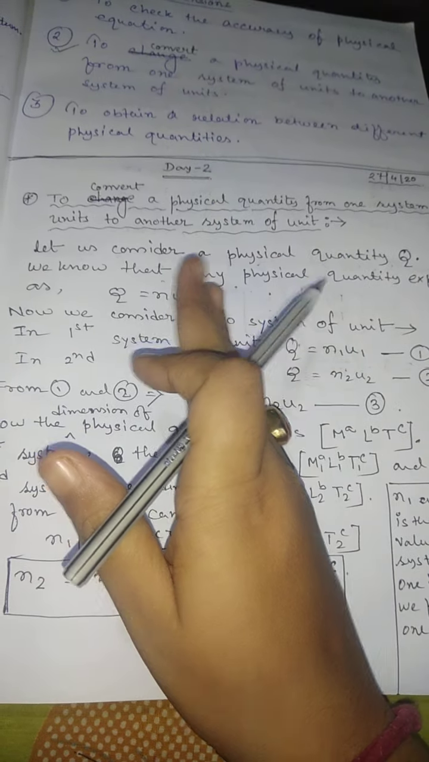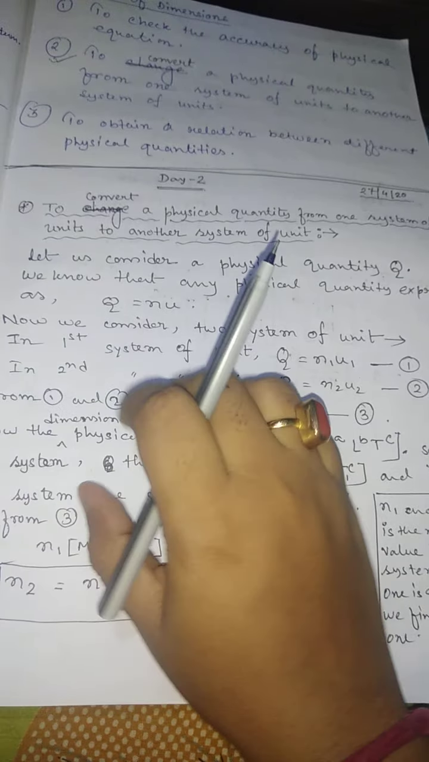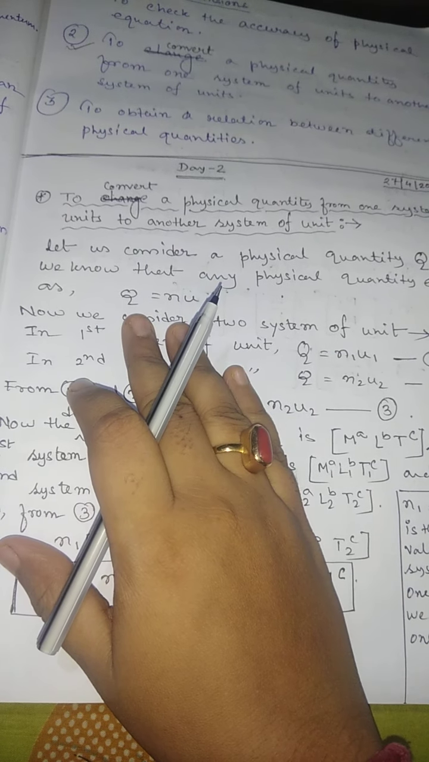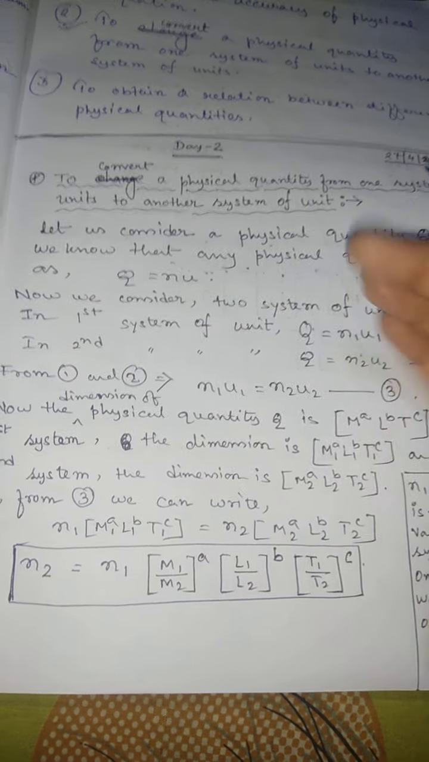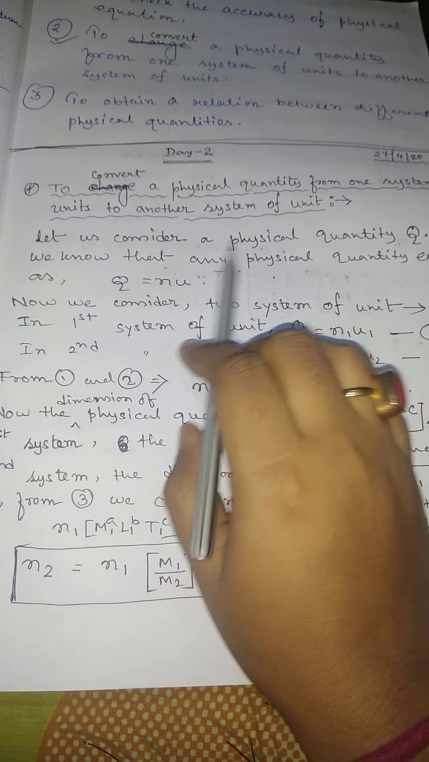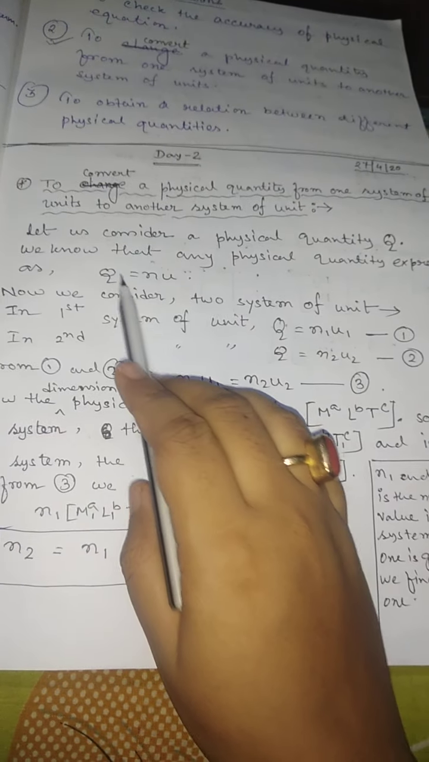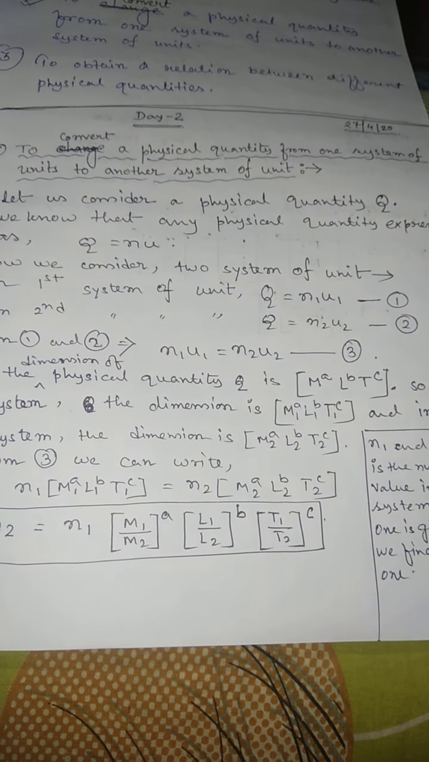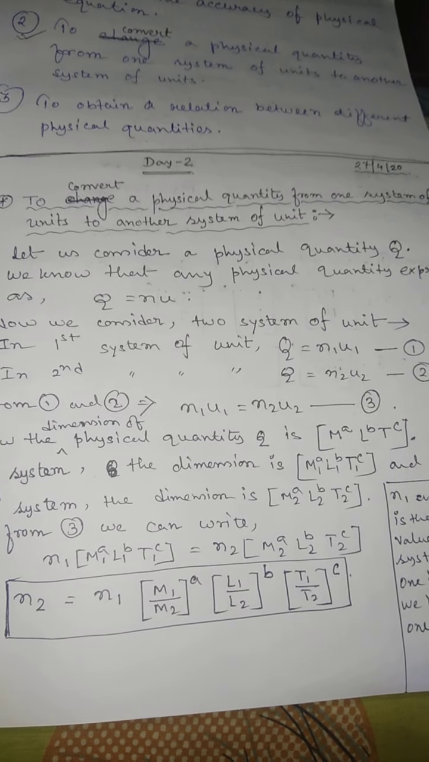That means suppose you have CGS and SI, two systems of unit. In one system of unit all the information is given, and we find out the numerical value in the other system of unit. How do we find it? Here we first consider a physical quantity Q. Physical quantity means which can be measured, and from the measurement definition we get Q equals N into U. N is a numerical value, and U is a unit, either in CGS or SI.